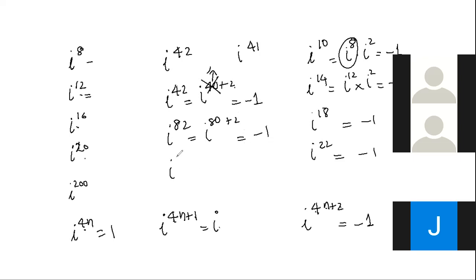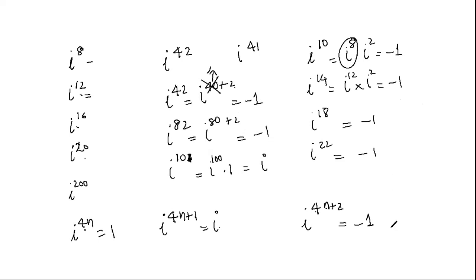i raised to 101 is i raised to 100 plus 1. 100 is a multiple of 4, so the answer is i. Yes, all of you? Now we come to the last category.